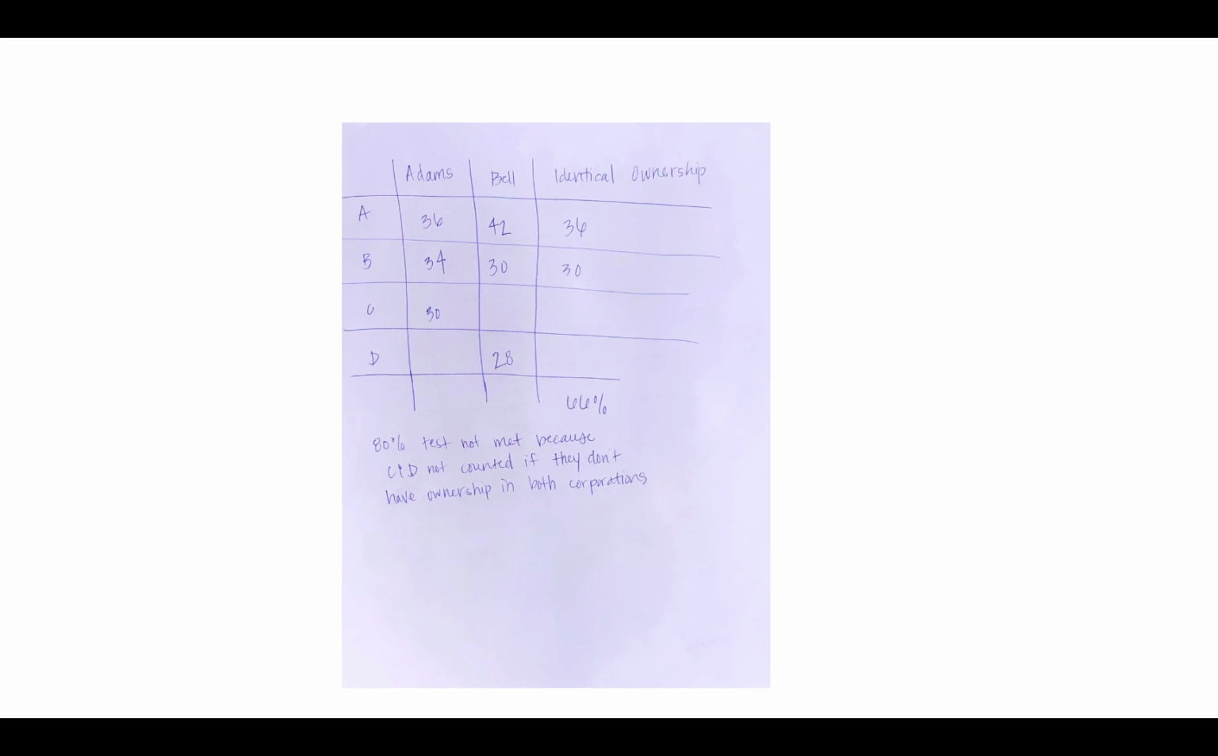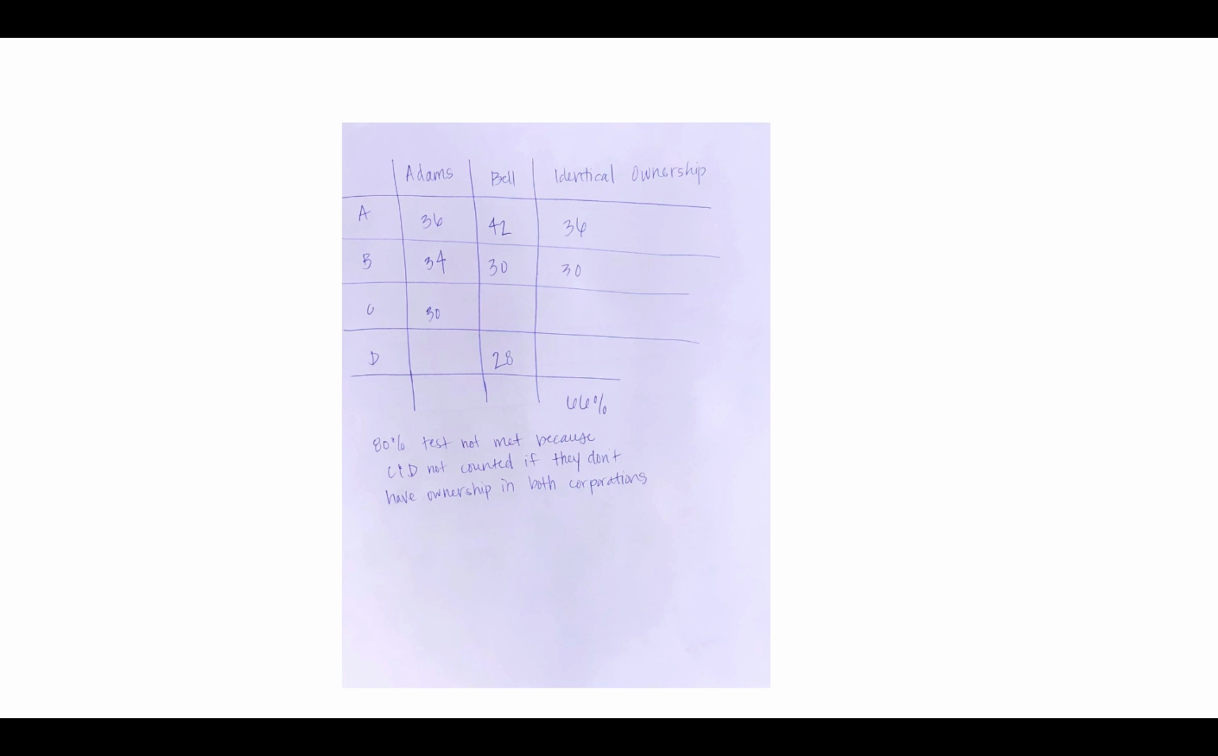Shareholder C has none, right? Because shareholder C has no ownership in Bell. So there's no percentage of identical ownership. Same with D. No percentage of identical ownership. So when we add up the identical ownership here, we get 66%. That is over our 50%. So Adams and Bell could still be brother-sister control groups.